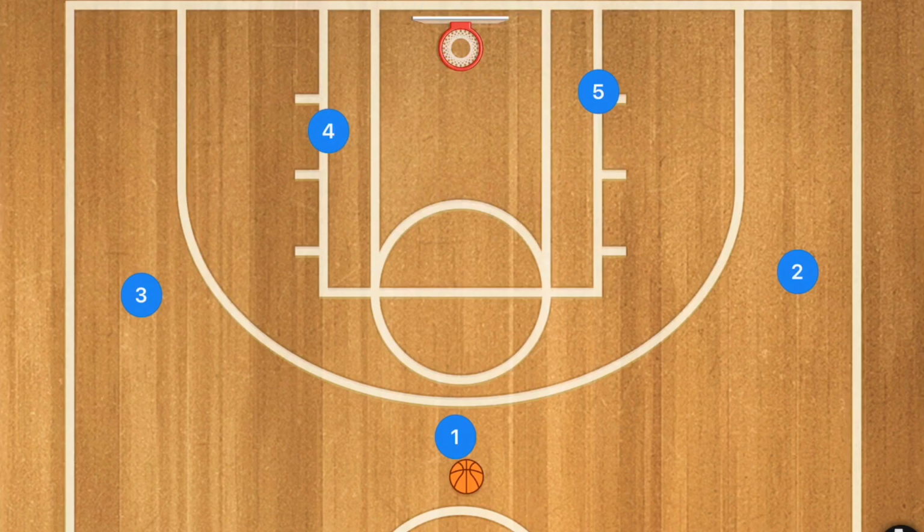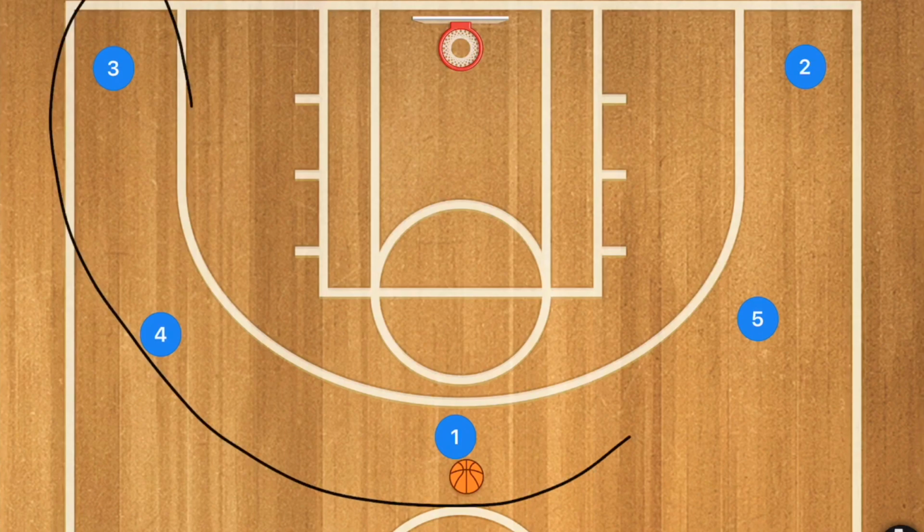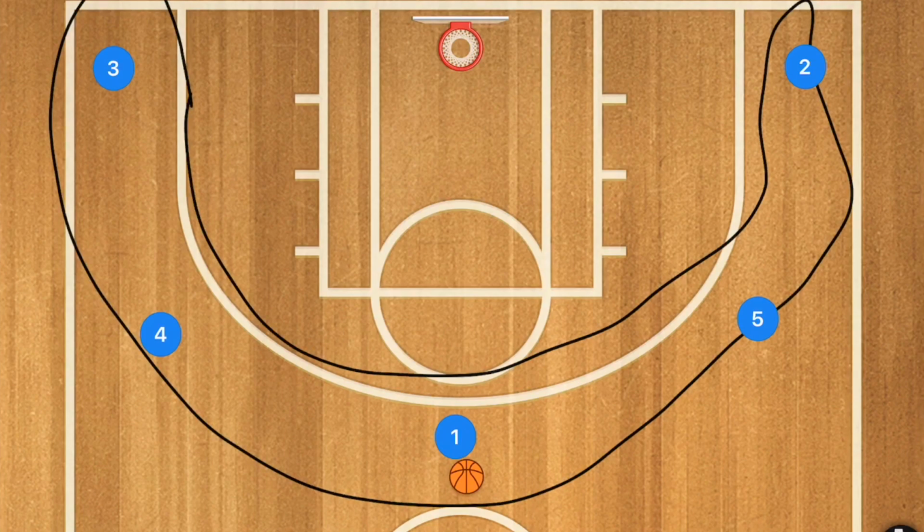Now, the biggest difference between the two offenses, other than the formation, is that a 5-out offense works really well against both a man-to-man and a zone defense. And I'm going to explain that later on in this video. However, really quickly, the 3-out 2-in offense is generally used mostly against a zone defense.